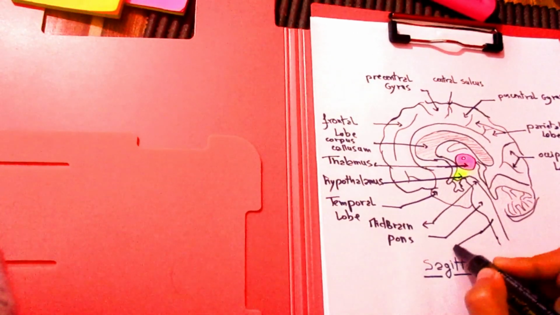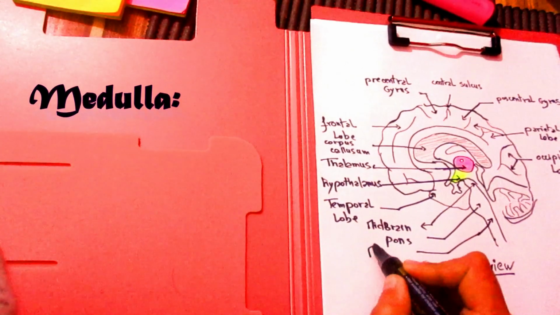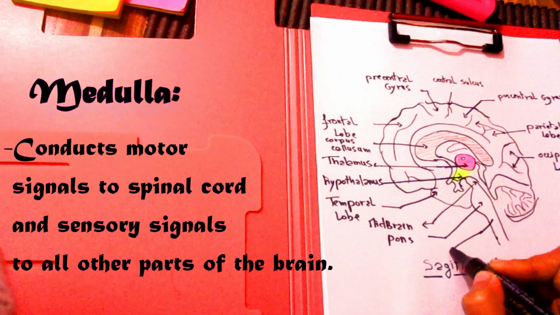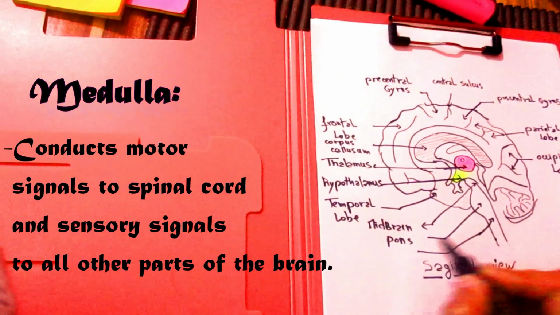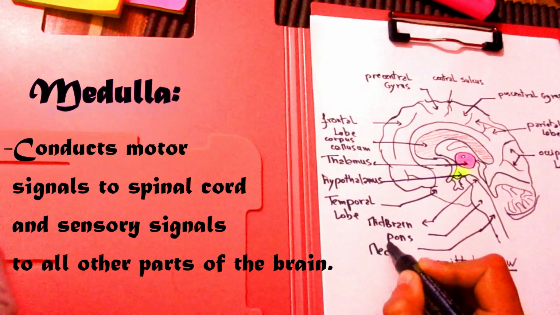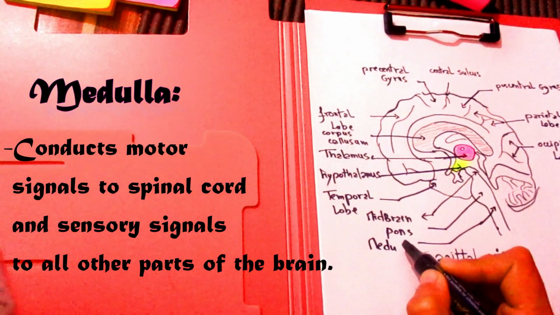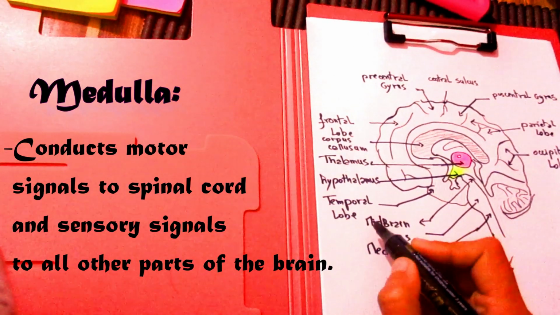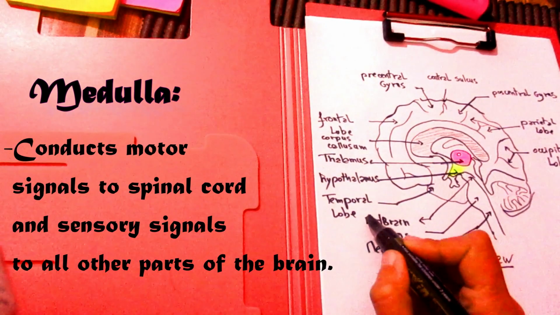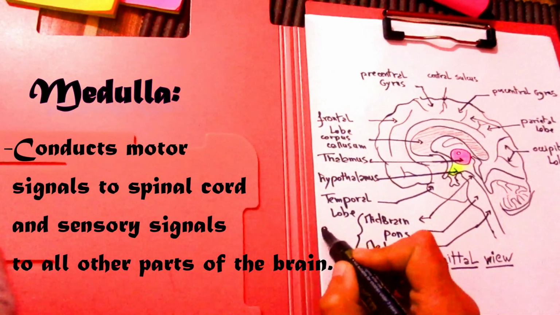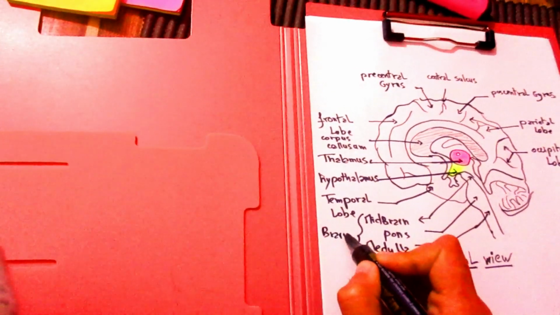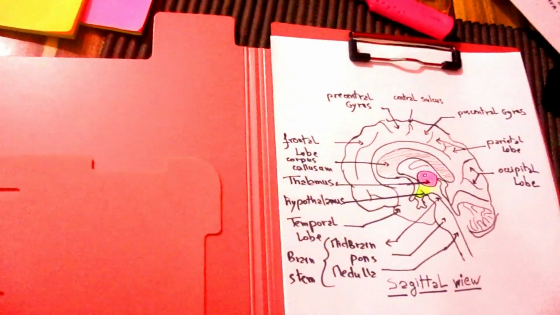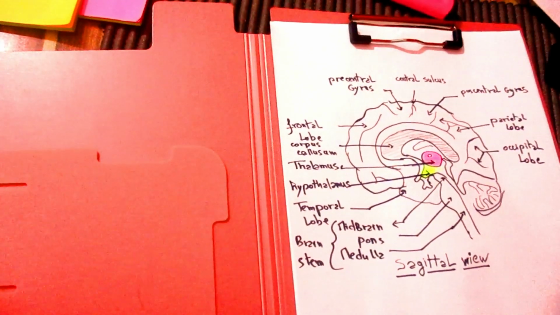And just below we have the medulla. This structure conducts motor signals from the cerebrum to the spinal cord and sensory signals from the spinal cord to all other parts of the brain. So this part contains regions which control the cardiovascular and respiratory systems, as well as reflexes like coughing and sneezing. All those three structures, the midbrain, the pons and the medulla, make part of the brainstem.